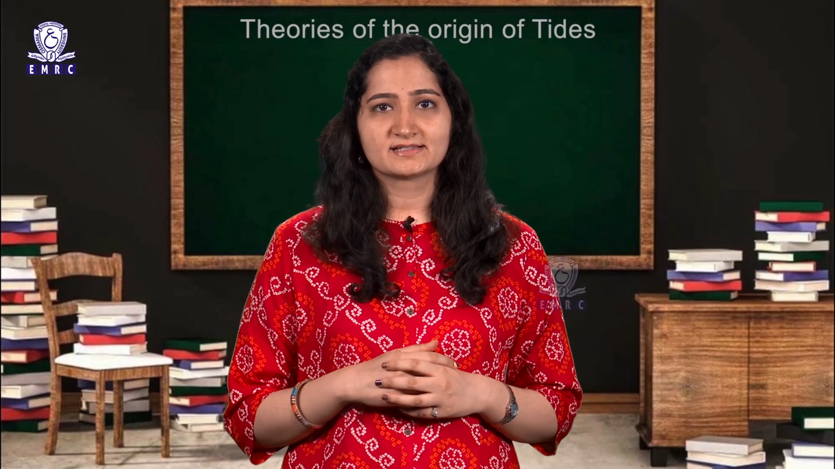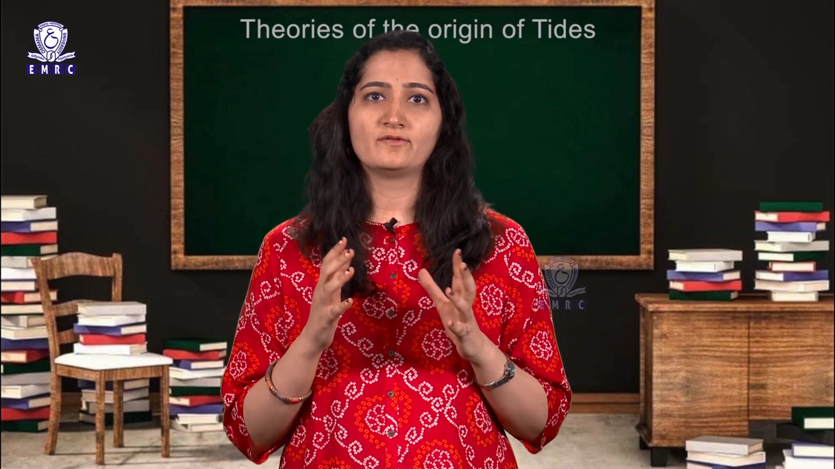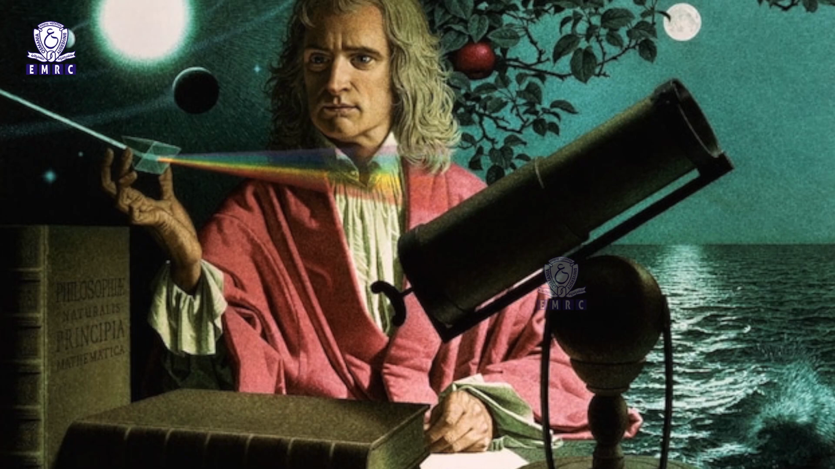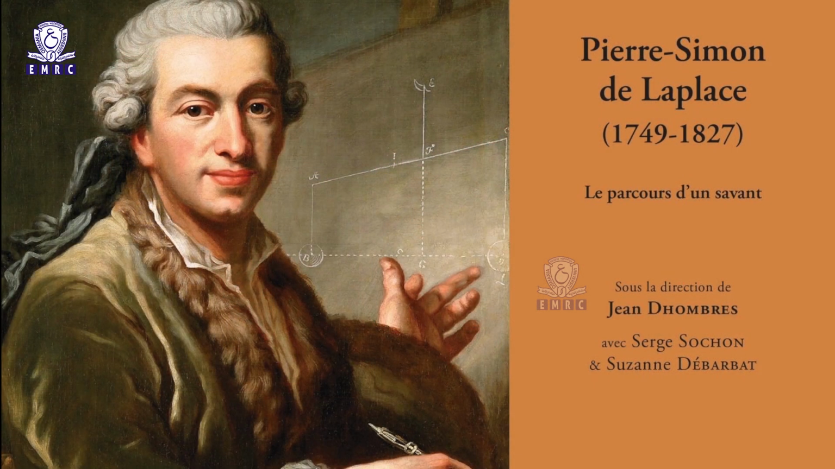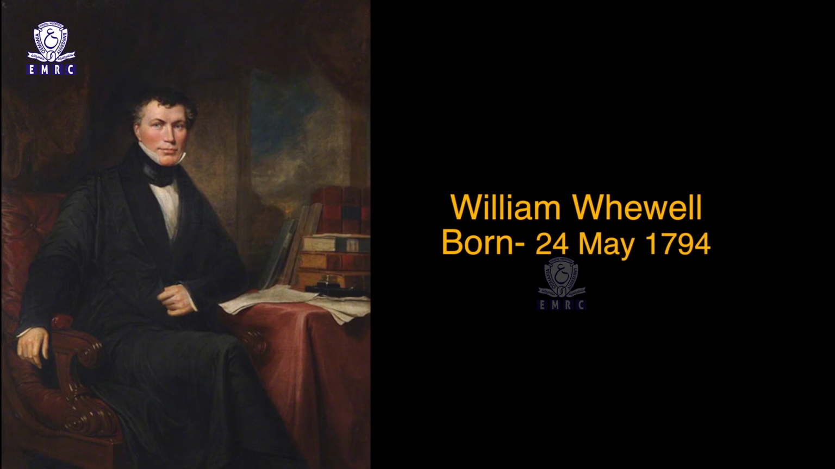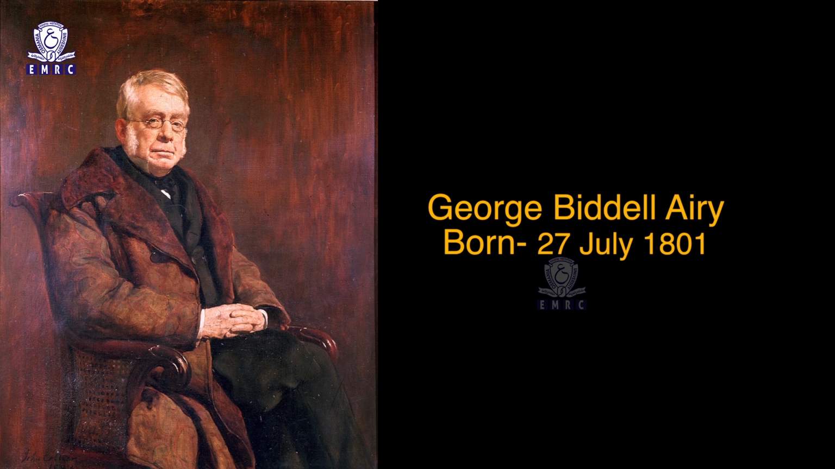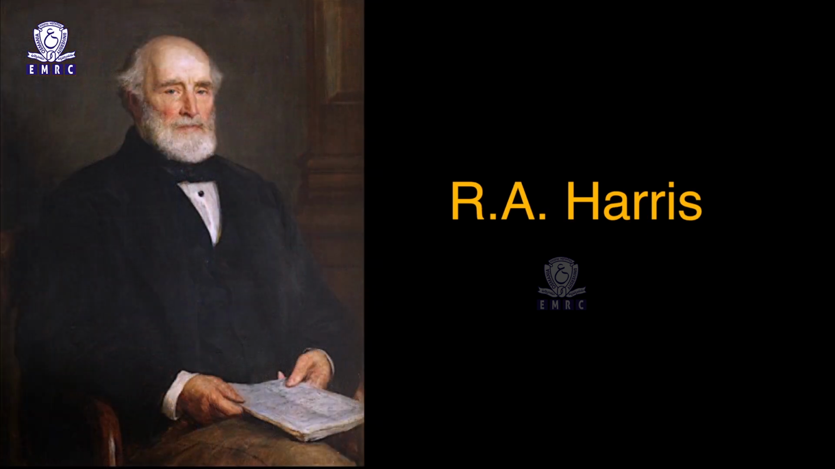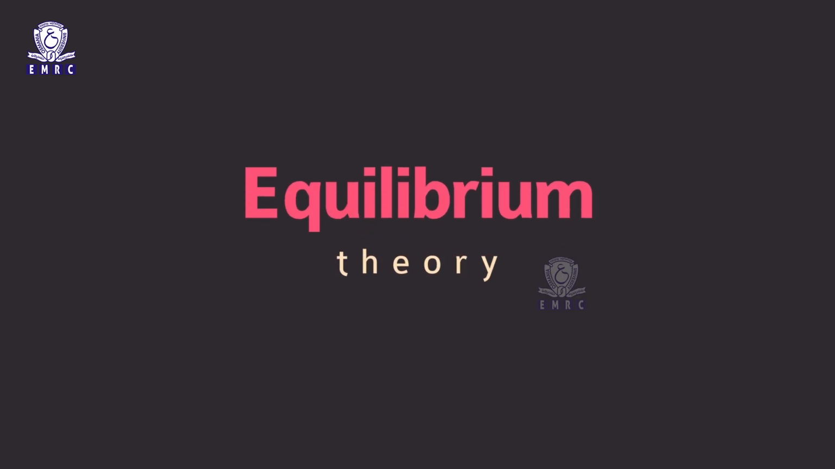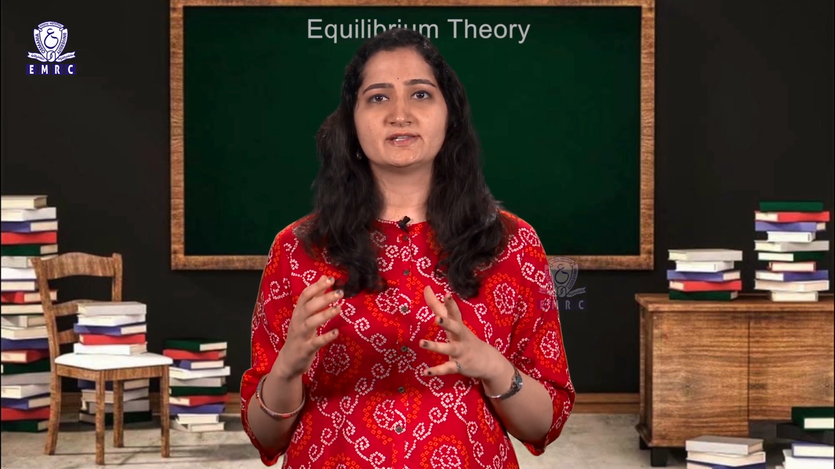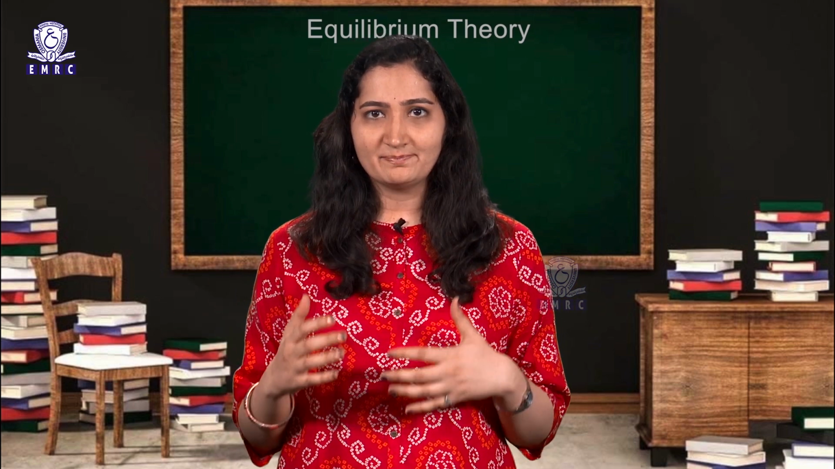Theories of the origin of the tides. Numerous theories have been put forth from time to time to explain the origin of the ocean tides. These theories include the equilibrium theory by Isaac Newton in 1687, the dynamical theory by Laplace in 1755, the progressive wave theory by William Whewell in 1833, the canal theory by G.B. Airy in 1842, the stationary wave theory by R.A. Harris, etc.